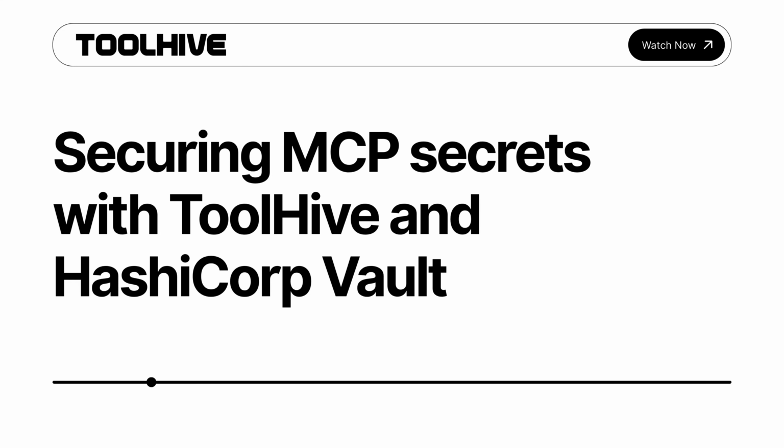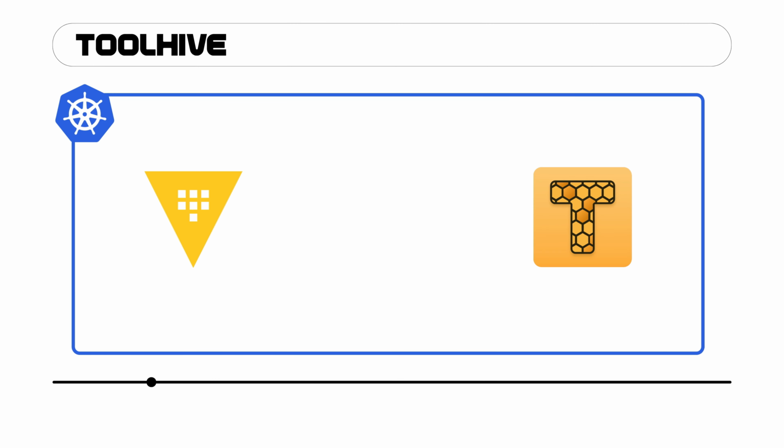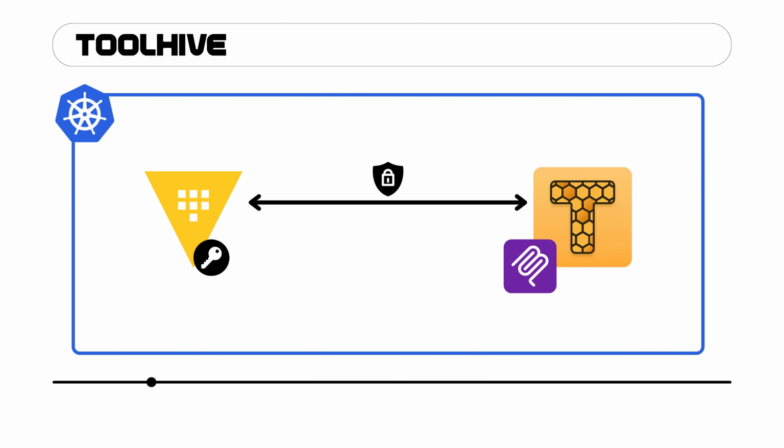In this demo, I'll show you how to run an MCP server in Kubernetes with ToolHive and HashiCorp Vault, securely injecting an API key with zero hassle. We'll set up seamless authentication to Vault, protect our access token, and run the GitHub MCP server using the ToolHive Kubernetes operator, all in just a few minutes.